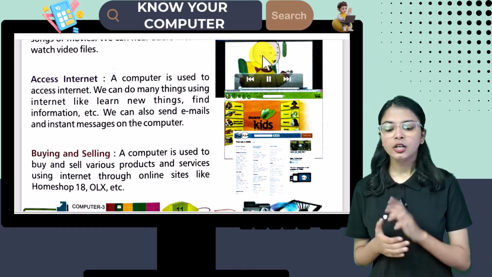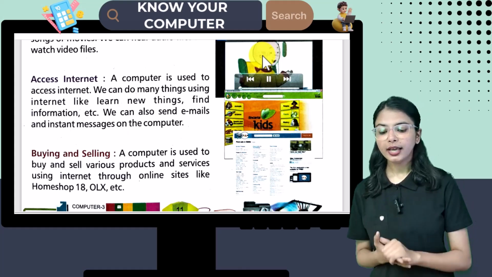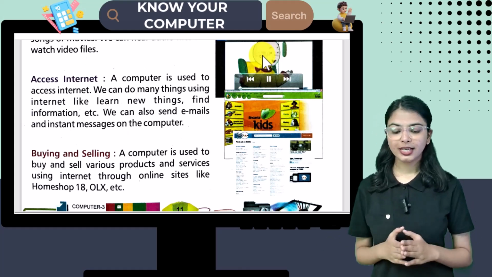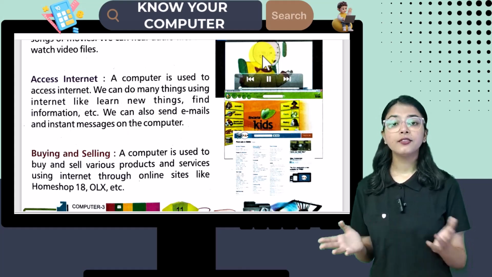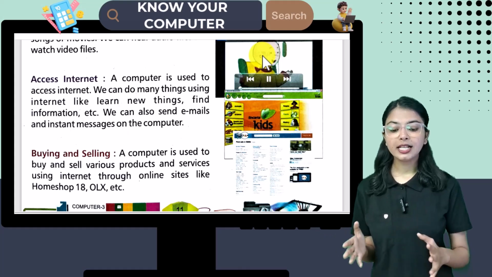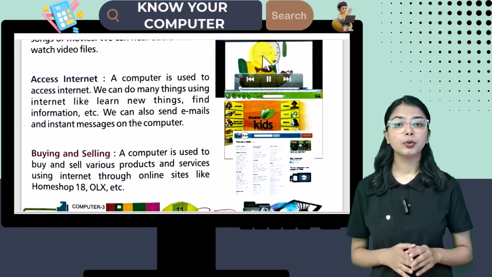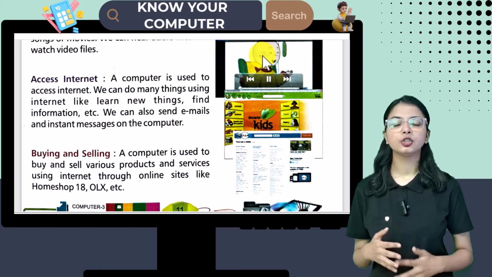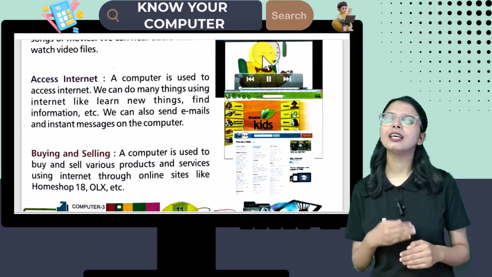Okay, students. So with the help of internet we can do multiple things, like we can learn new things and we can find information, etc. We can also send emails and instant messages on the computer. Okay, so with the help of computer we can communicate to our friends, to our family. Okay, we can send messages or receive emails and send emails.